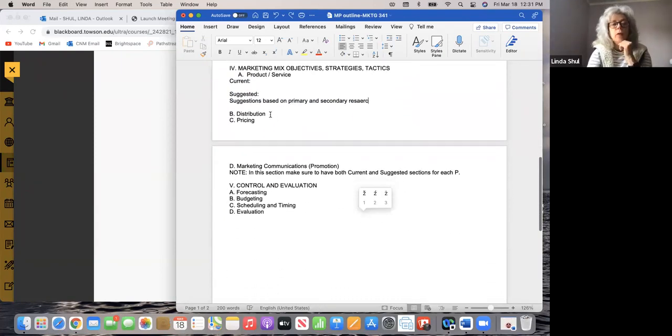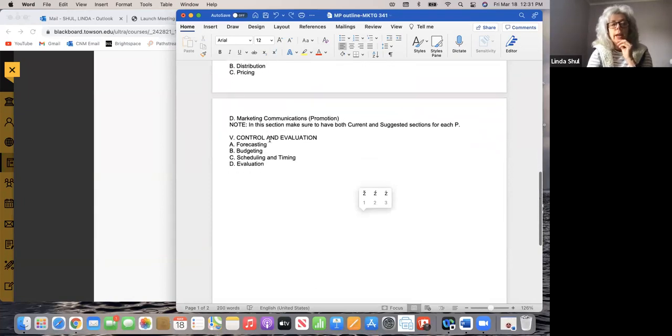Okay, so all the 4 Ps have to have current and suggested as part of the marketing mix. The marketing mix is the 4 Ps. You have to have current and suggested for each one of the 4 Ps. And we're going to look at the sample coming up so you can see that.